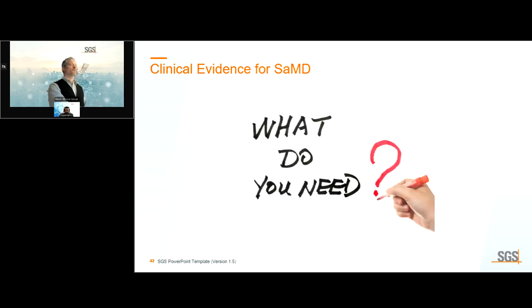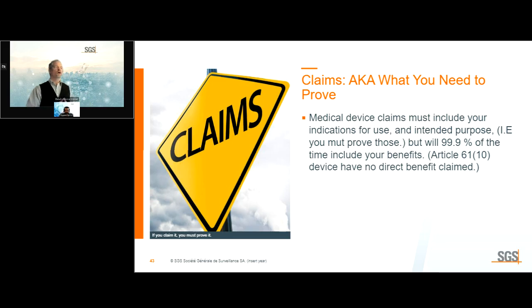So what do you need? Claims. Medical device claims will always include your indication for use and your intended purpose. And you do have to prove those, but you also have to have a benefit statement. So a clinical benefit is going to be what is the positive impact to the patient. Benefit is defined inside of Article 2 of the MDR. We always have to see proof that that is there.